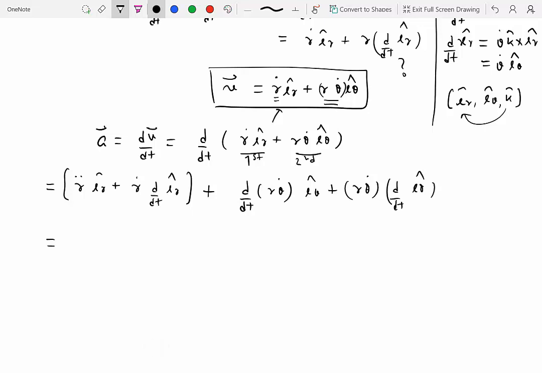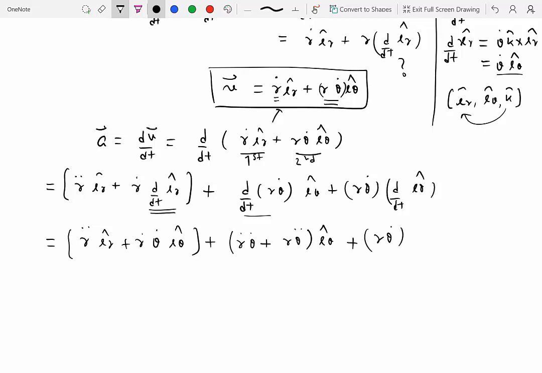So let's write the first term as it is, r double dot er hat plus r dot. What is d over dt of er hat? Well, d over dt of er hat we just saw is equal to theta dot e theta hat. So write that, theta dot e theta hat, plus, second would be r dot theta dot plus r theta double dot e theta hat plus r theta dot d over dt of e theta.